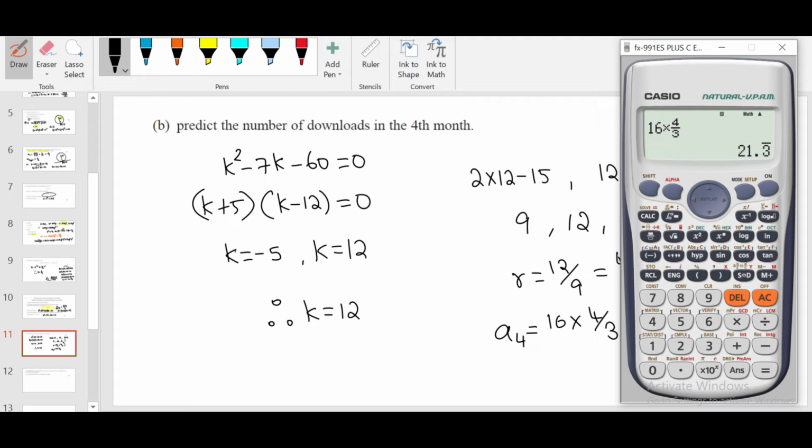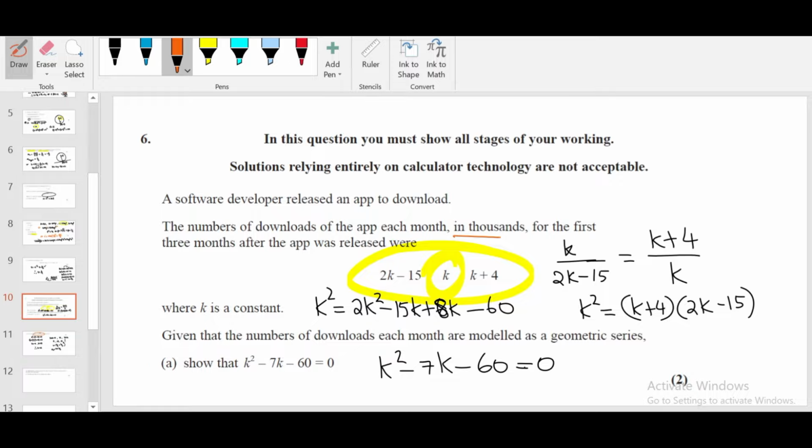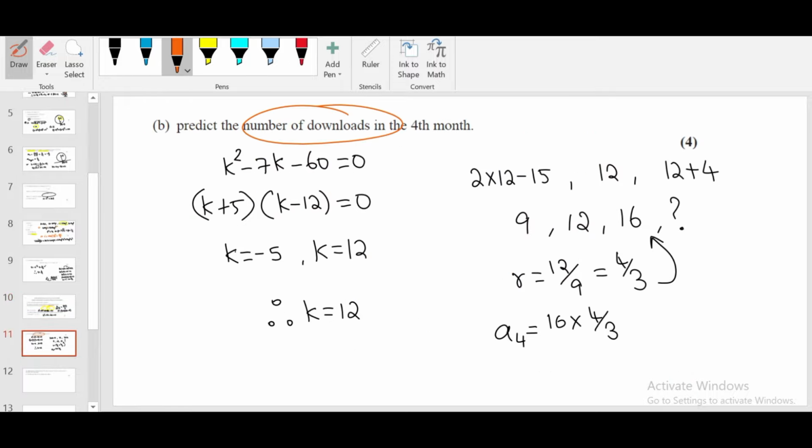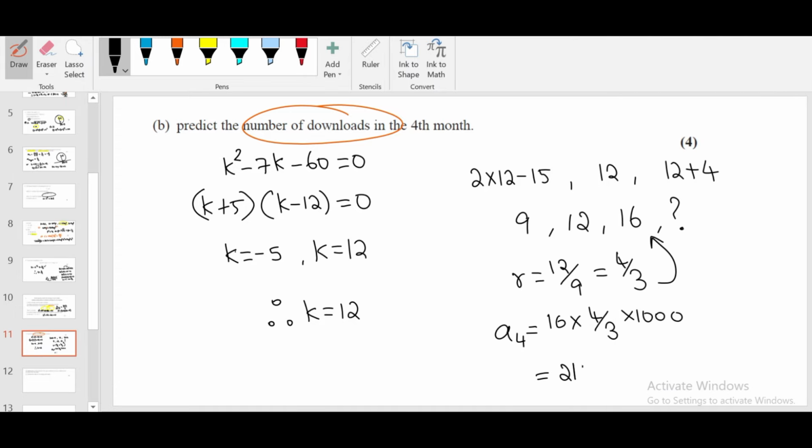64 over 3 is 21.333, but they want you to find the number of downloads, not just the fourth term. So read the question carefully. It's in thousands, so whatever answer you are getting here, you need to multiply by 1000. When you multiply by 1000, you get 21,333. That's the number of downloads in the fourth month.